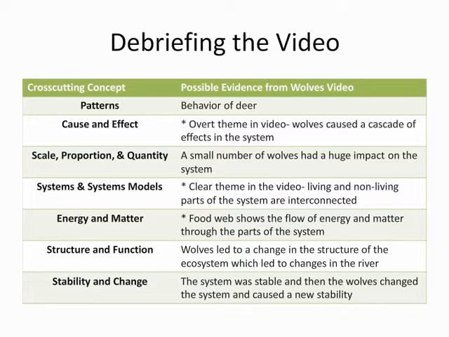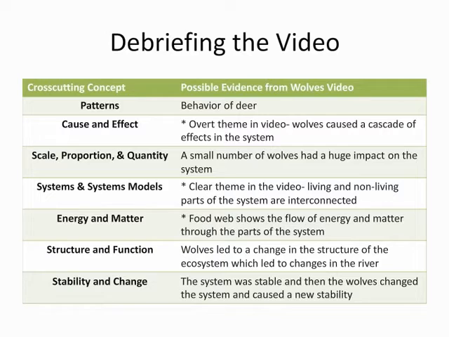For scale, proportion, and quantity, sometimes that can be a trickier one for us to identify in the video. Some people have talked about kind of a proportion or scale idea, that it was a small number of wolves that had this huge effect on the system, which leads us to systems and systems models. This is another one where many folks will say that there's a very clear theme about systems and the connections between all these different living and non-living parts of the system.